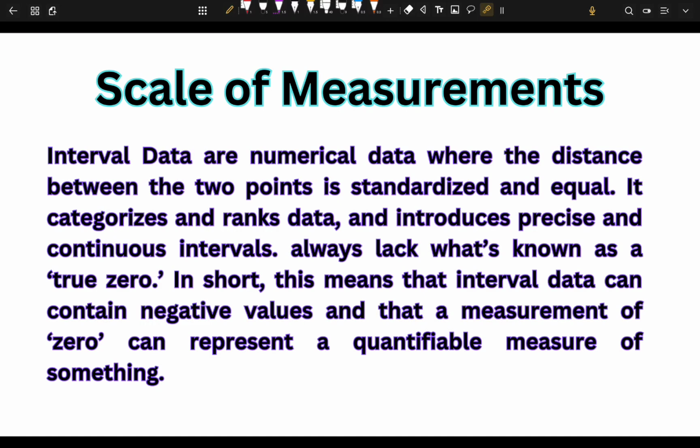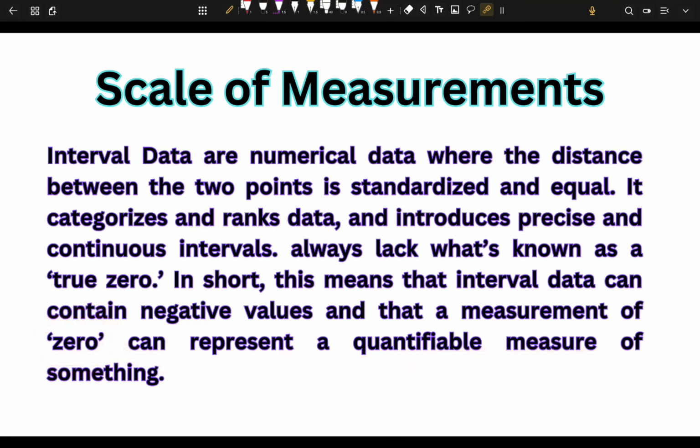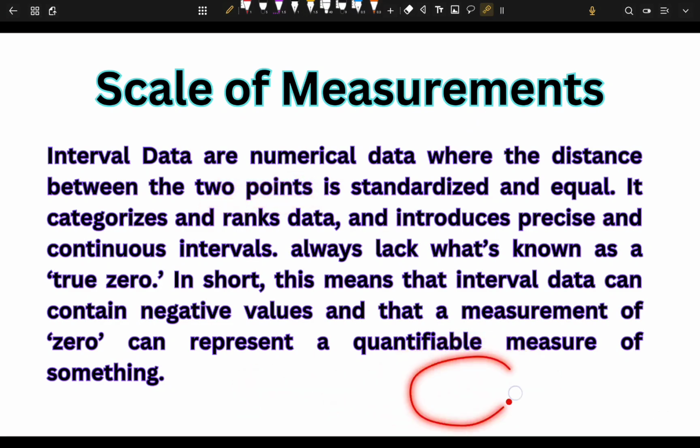Pag sinabi nating no true zero, meaning meron tayong negative values, kung saan yung zero natin ay meron pa ring quantifiable measurement. So, pag interval, para po siyang range. 1, 2, 4. Meron silang standardized na pagitan. Standardized and equal. Kinukuha din natin yung pinakagitnang value pagdating sa interval data.